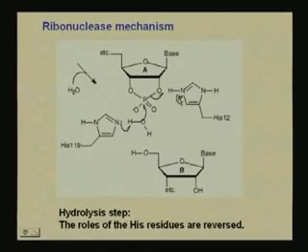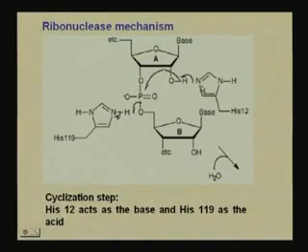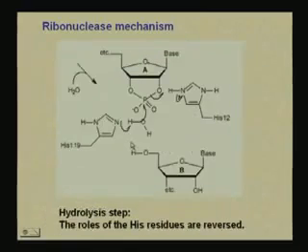In the previous step, let's go back one slide. In the previous step, this histidine 12 acted as the base. It abstracted the H from the 2' OH. After it abstracts the H, there is a cyclic phosphate formed, and this cyclic phosphate results in the cleavage of the phosphodiester bond here, releasing the rest of the RNA molecule. As this is released, it takes up the proton from histidine 119. So histidine 119 behaves as the acid and histidine 12 behaves as the base in the first step, that is called the cyclization step. In the next step, so what do we have?